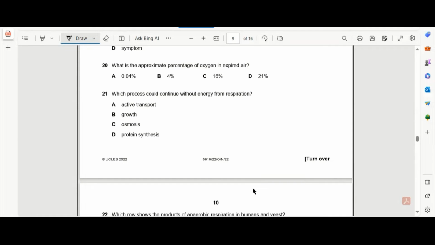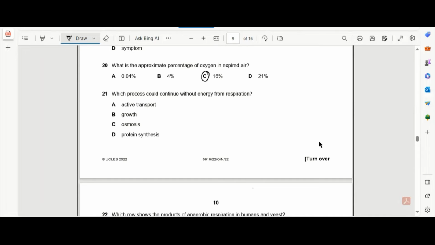20. What is the approximate percentage of oxygen in expired air? This you have to remember. This is 16%. This is something you have to remember. That's it. 21. Which process could continue without energy from respiration?